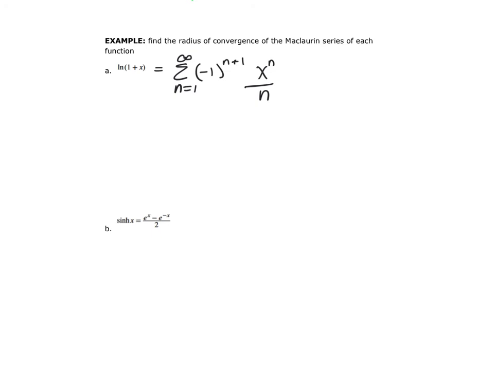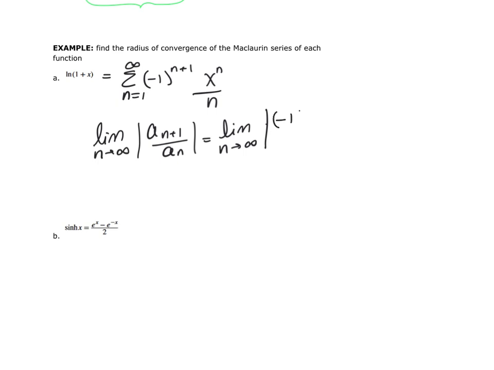To find my radius of convergence, I use back what we learned: the limit, the ratio, as n goes to infinity of the absolute value of a sub n plus 1 divided by a sub n, which is equal to the limit as n goes to infinity of the absolute value of negative 1 raised to the n plus 2, because this is my n plus 1, x raised to the n plus 1 over n plus 1 multiplied by n over negative 1 raised to the n plus 1, and then x raised to the n.